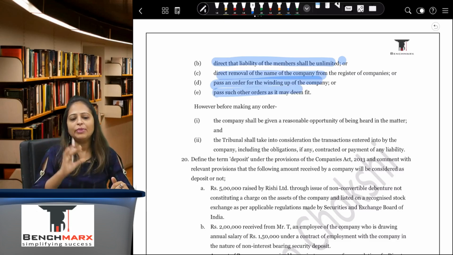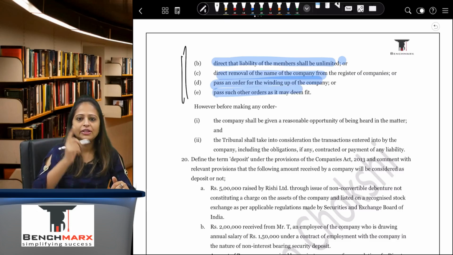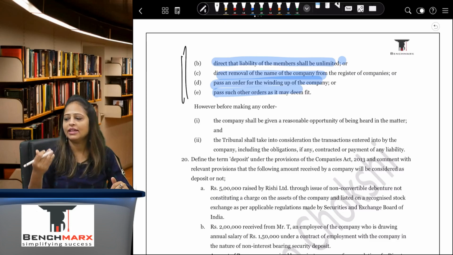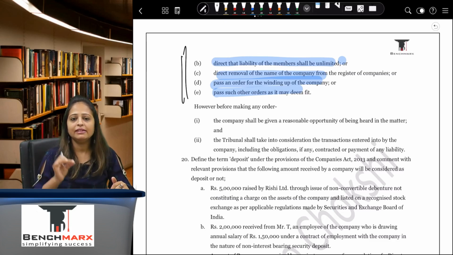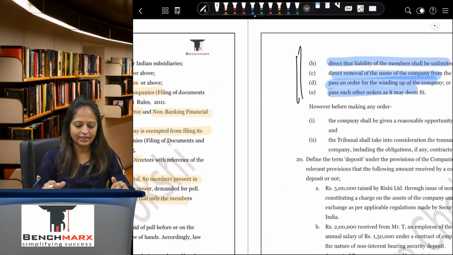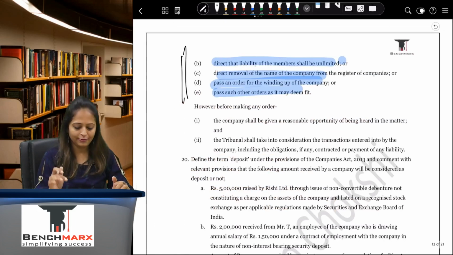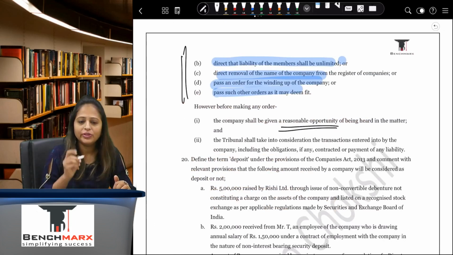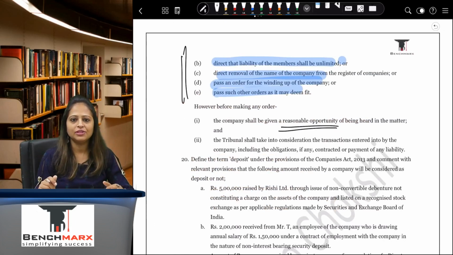But these are all extreme measures, and we always have to remember that when extreme measures are involved, the tribunal has to give an opportunity of being heard, and only after hearing the party can they take such extreme measures. So you will have to mention that they have to be given a reasonable opportunity of being heard.